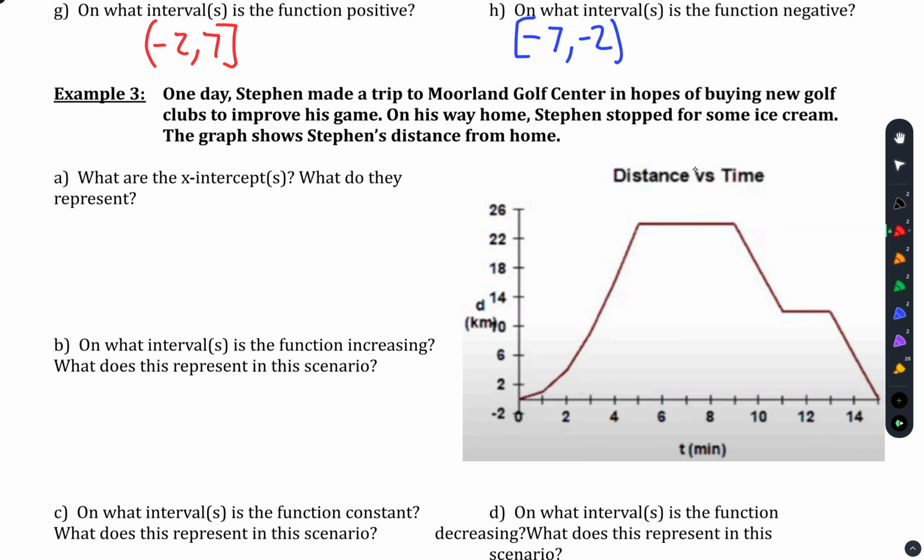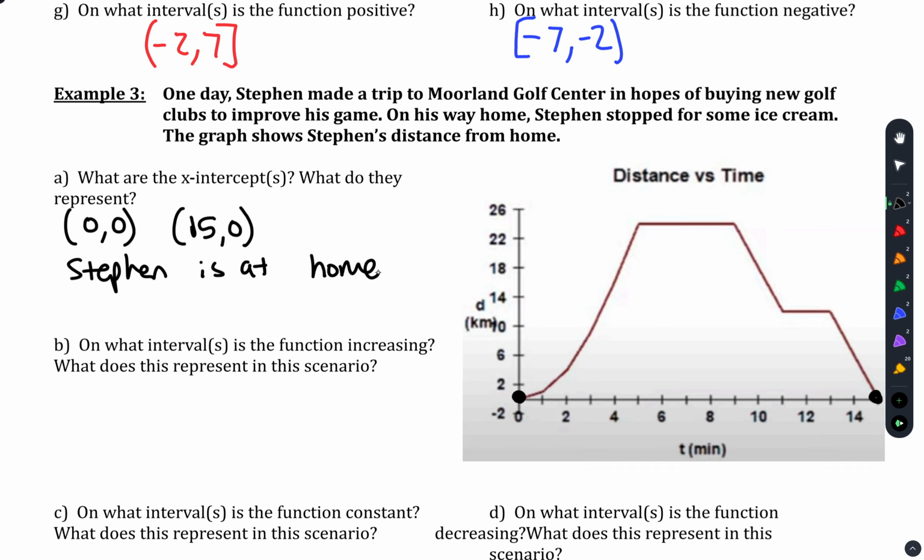Letter A says, what are the x-intercepts and what do they represent? Hopefully we can see them. There's two x-intercepts. James? Yeah, so they're located at 0, 0 is the first one right here, and then 15, 0 is the second one. And it represents Stephen is at home. This graph represents his distance from home. So if his distance from home is 0, that means he's at home.